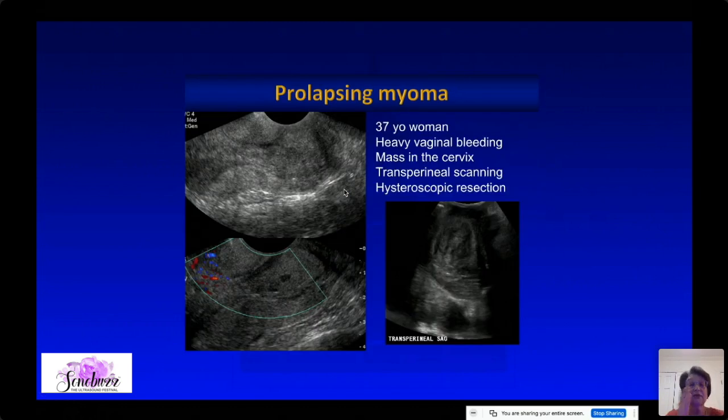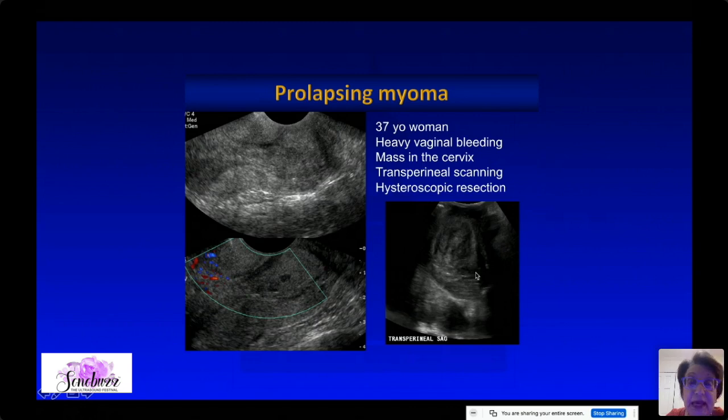Sometimes they will cause issues. This is a 37-year-old woman who presented to the emergency department with very heavy vaginal bleeding, and on examination, there was a mass protruding in the cervix, and sometimes they're really difficult to diagnose because, with the vaginal probe, you're so close to the area of interest, but you can see here that there is a mass in the cervix. You can see the vessels leading to this mass.